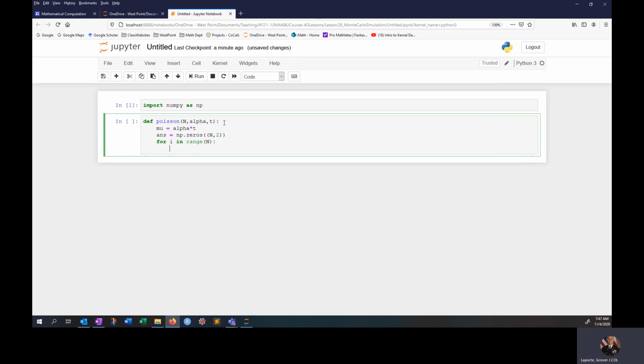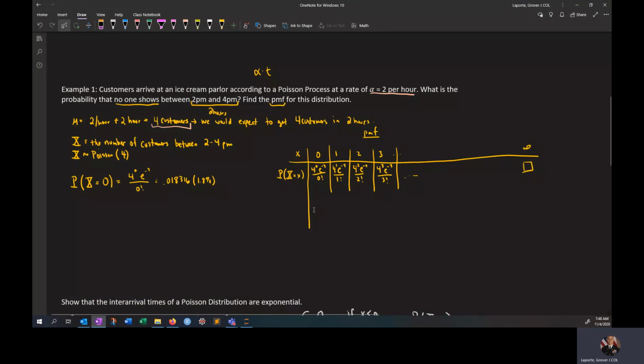For each one of these, we want to say answer i comma 0. So the column on the left, we want it to be just whatever i is. And then we want answer i comma 1. We want the column to be what? So what did we calculate? Let's just make sure that we get it. I want mu to the ith power, e to the negative mu, over i factorial. And then we can just calculate all those.